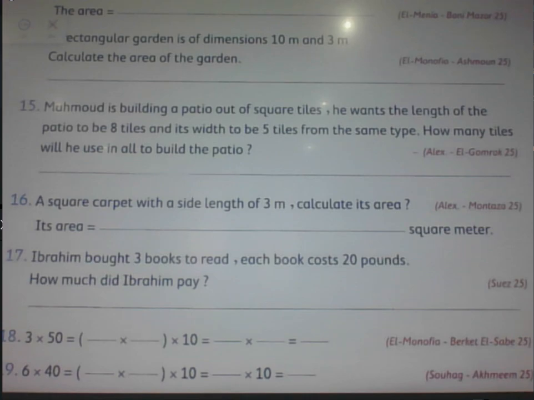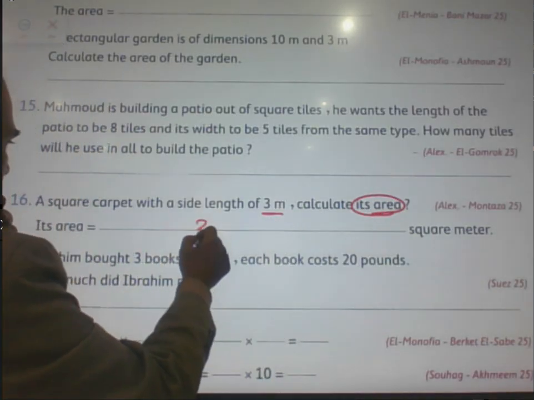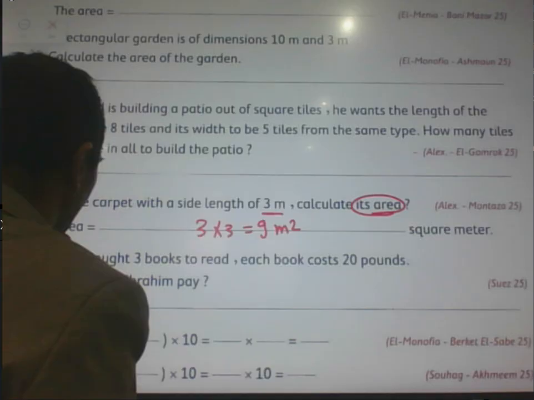Now I will complete question number 16. A square carpet with side length 3 meters, and you want to find the area. Area equals length times itself, 3 times 3 equals 9. Then the area will be 9 square meters.